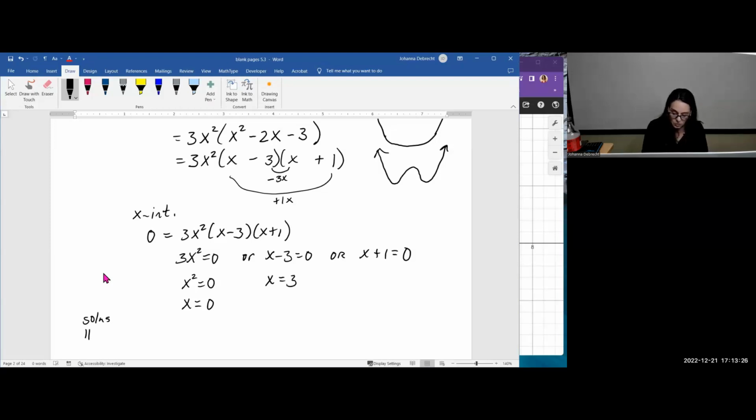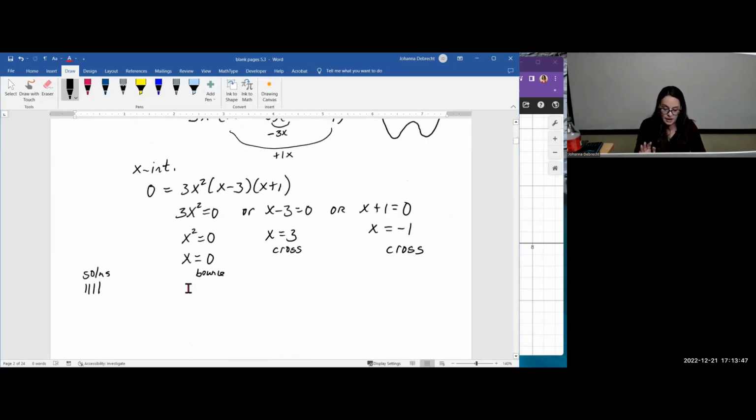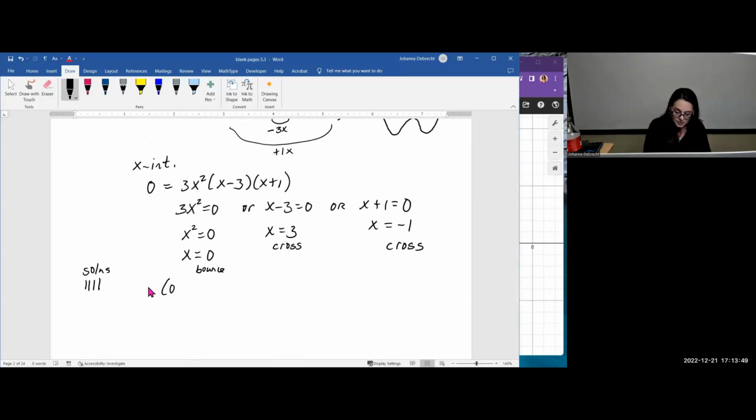And then I've got x equal 3, that's 1 by itself, so it crosses here. And it should bounce off of this one. And then I have x equal -1, which shows up 1 time, so it should cross there. And that gives me all 4, which matches the degree of the polynomial, degree 4. Now we should write these intercepts as ordered pairs. So we have (0, 0), (3, 0), and (-1, 0).